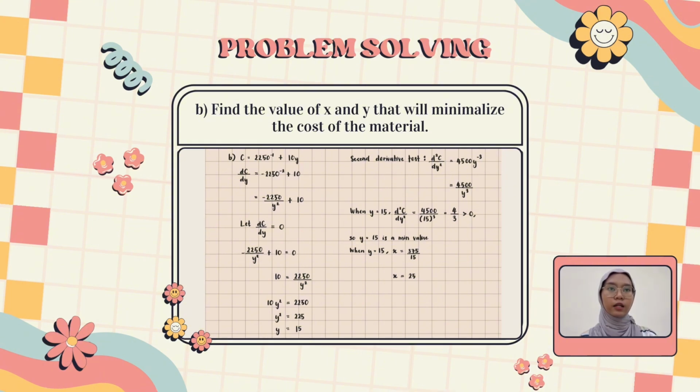Next, we use the second derivative test. d squared C over dy squared equals 4500 y to the negative cube, equals 4500 over y cubed. So when y equals 15, d2C over dy squared equals 4500 over 15 cubed, equals 4 over 3, which is more than 0. So y equals 15 is a minimum value. When y equals 15, x equals 375 over 15.